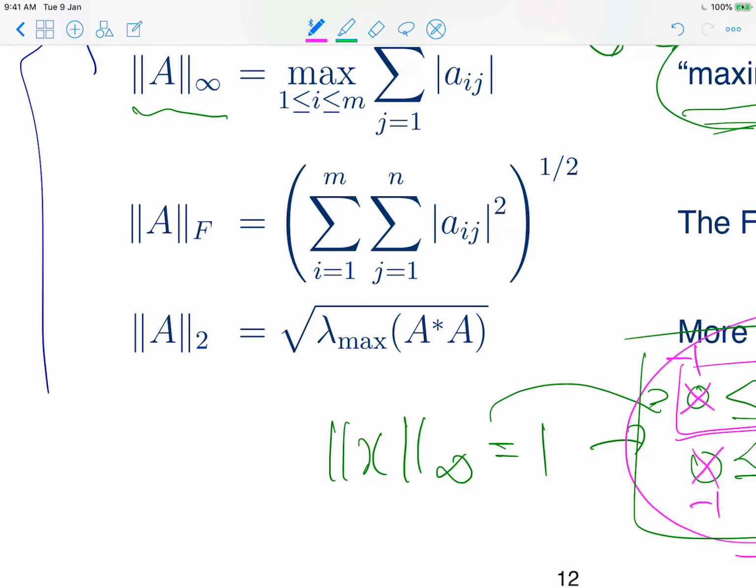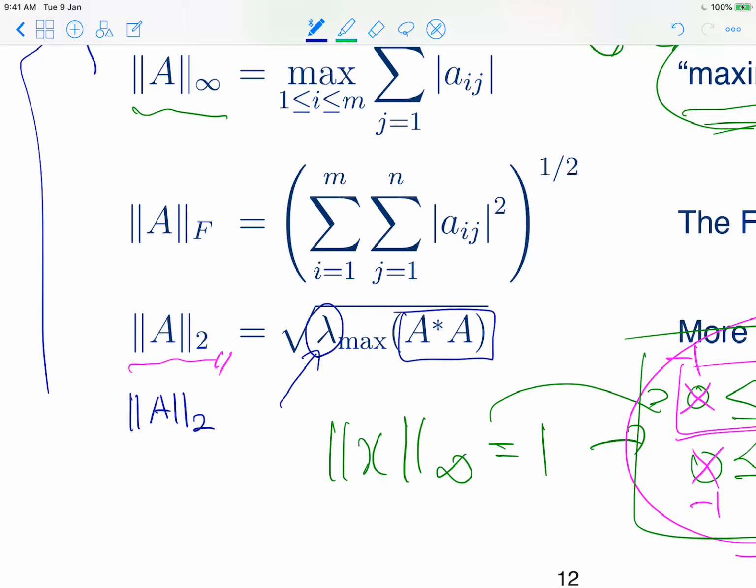Okay, then let's look at this one: the L2 induced norm, or the induced matrix norm when p is 2. In this case, what is it giving us? What's the meaning of it? It represents the eigenvalue of this given matrix.